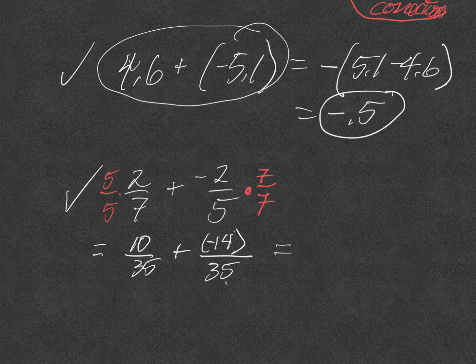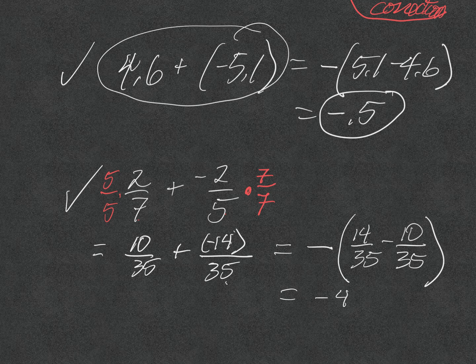So my answer is going to be negative, and then I take the one with the bigger absolute value and subtract the one with the smaller. So the algorithm works no matter whether you have fractions or decimals, whether the numbers look different than whole numbers. And this will be a negative 4/35. Okay?